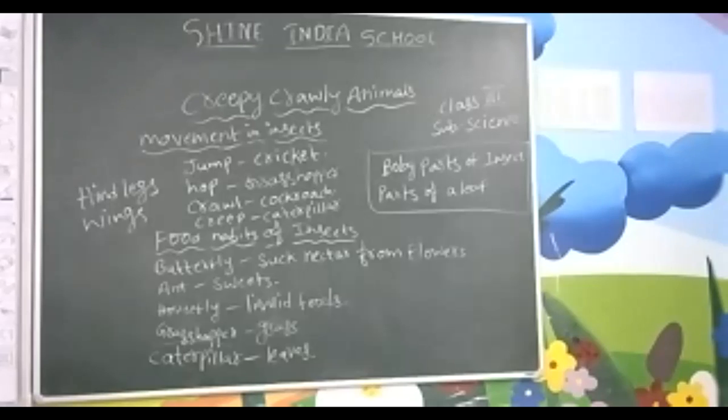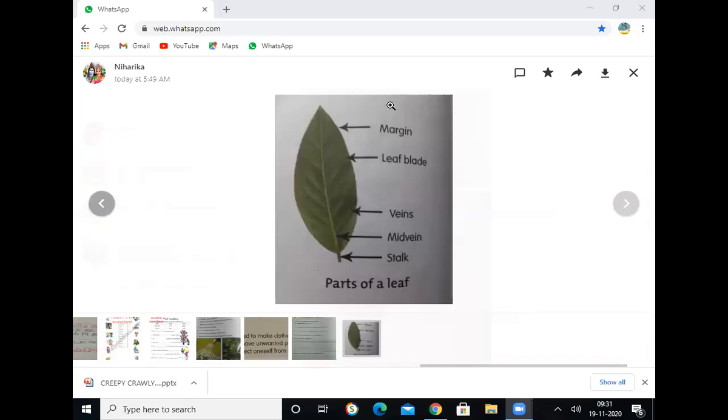Open the first class. Yes, this one. This is the third part, the leaf. I told you to practice the parts of the leaf as well as the parts of the insect. These two are the most important diagrams you should practice for essay 1.